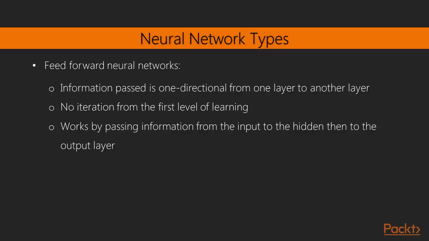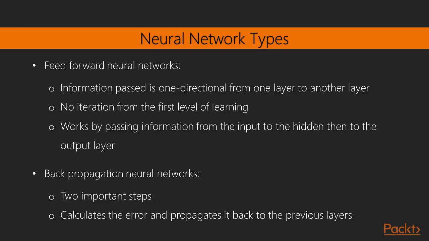Feed-forward neural networks. In this form of neural network architecture, the information passed is one-directional from one layer to another layer. There is no iteration from the first level of learning. Backpropagation neural networks. In this form of neural network, there are two important steps. Feed-forward works by passing information from the input to the hidden and from the hidden to the output layer. Secondly, it calculates the error and propagates it back to the previous layers.